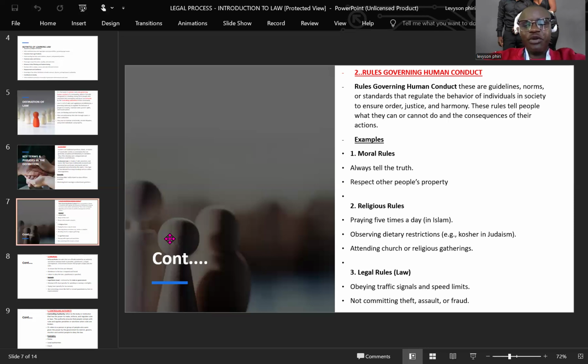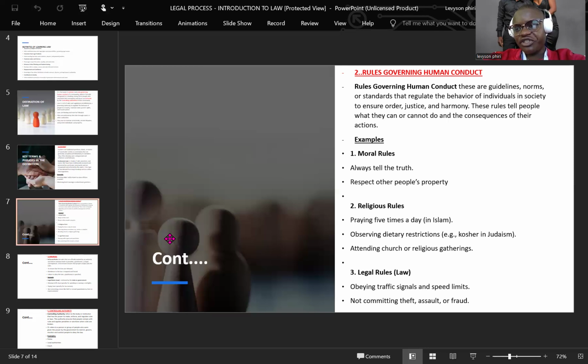Then example number 2, under religious laws. Praying 5 times a day in Islam. So in Islam, when you are a new member, those people pray 5 times in a day, and you are supposed to follow that. When you break that law, a certain punishment will be given to you, and the punishment is specified.